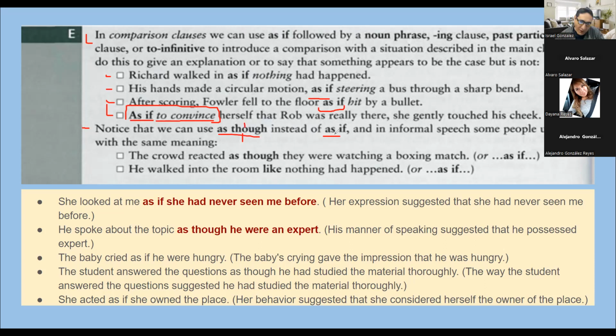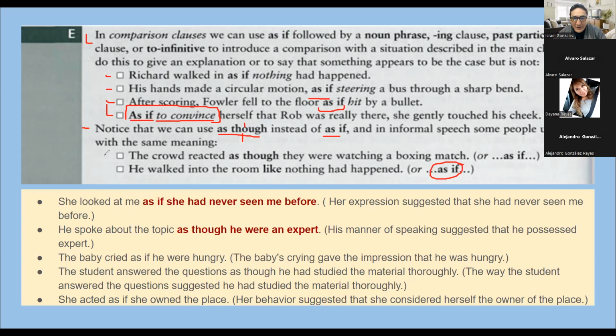Then we have as if, and very informal, like. She kissed me like my best lover. She was not really my best lover, but she kissed me similar to that. So the meaning is as if.